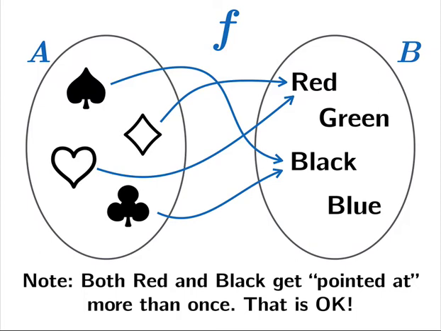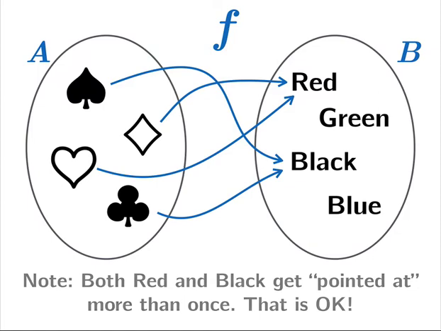The idea is you just have to find an unambiguous rule for each suit, and it certainly is unambiguous. You don't look at the diamond on the left-hand side and say, well, let's see. If you had an arrow that pointed to both red and blue, that would be trouble. That's ambiguity. You can't say, well, I have a choice. You don't have a choice. A function tells you where to go. So the fact that black and red get pointed at more than once, no problem.